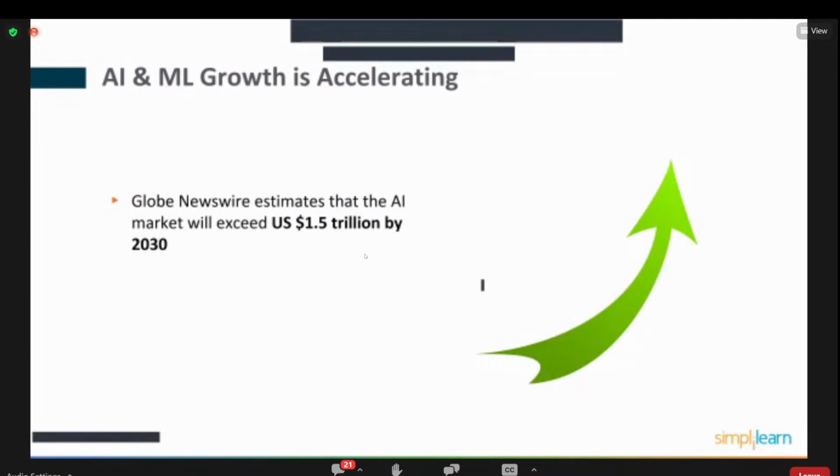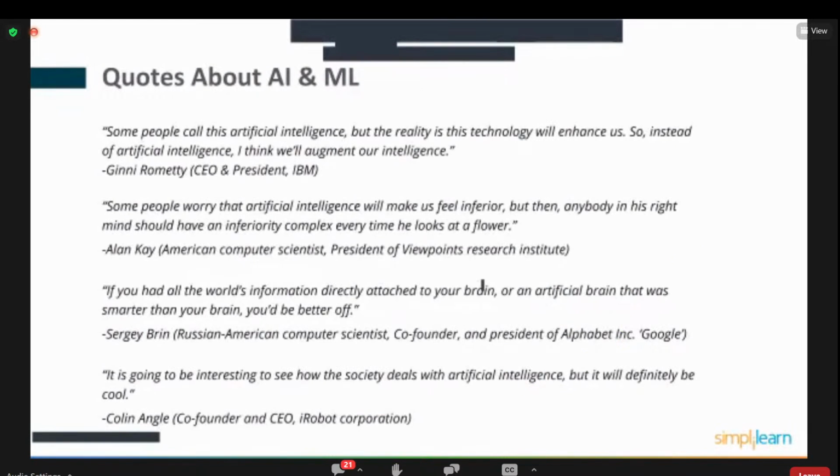So this is just a single statistic here, but this shows that the market for AI services, development, things around that will exceed $1.5 trillion by the end of the decade. So this is a very fast growing field. I think 1.5 trillion exceeds the size of the cloud computing market, data science market. So this is a very large and fast growing field. And then we have some quotes here.